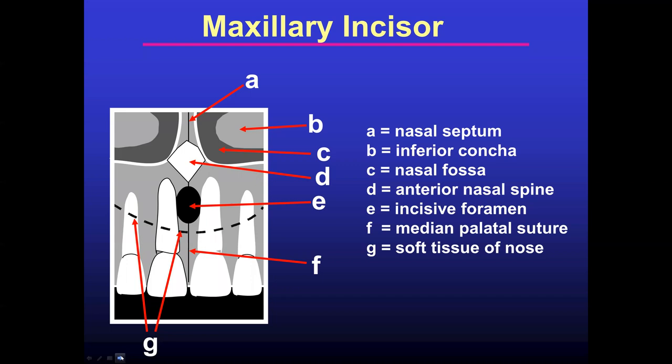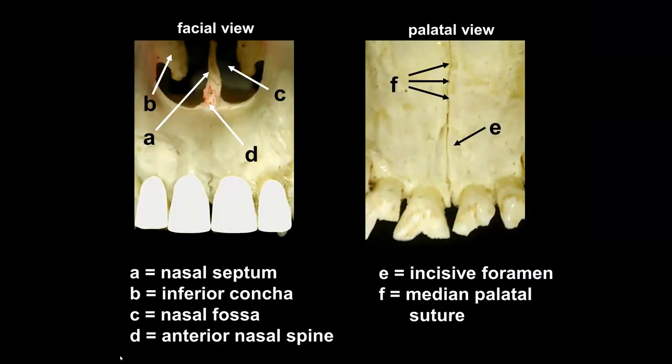And C is the radiolucency of the nasal cavity. D is a rhomboid-shaped radio opacity, which is seen between the central incisors, slightly posteriorly, which is the anterior nasal spine. And E is an oval-shaped radiolucency, that is the incisive foramen. F is a thin radiolucent line which is passing between the central incisors, that is the median palatal suture, and G indicates the soft tissue shadow of the nose.